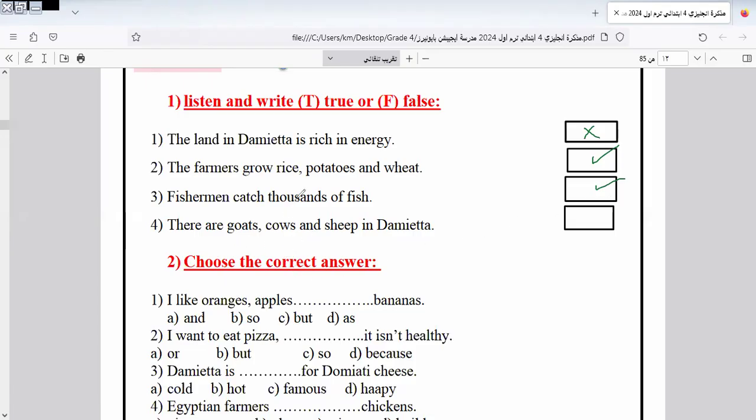But in the exam, the teacher comes to your class and reads, so you must listen well to the teacher to know what the question demands from you. Okay. There are goats, cows, sheep in Domyat. Yes, that's right. Let's go to the next question.